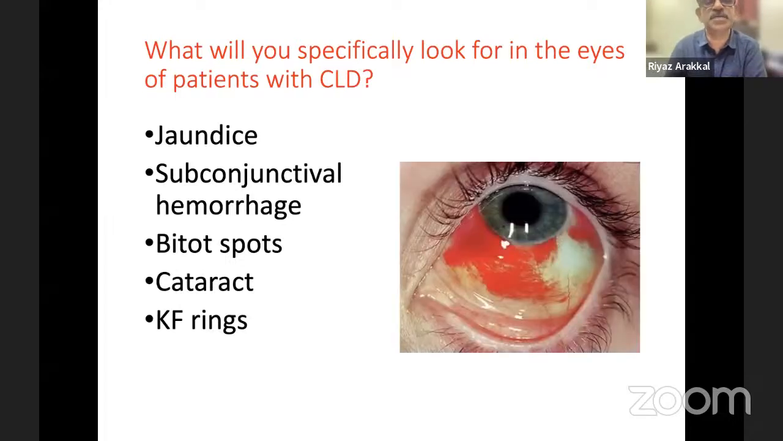What is this? This is subconjunctival hemorrhage. What is this? Cataract. Just a minute, Aisha. Anybody in the chat box? Can you spot the diagnosis? Ahmad Musa: sunflower cataract.